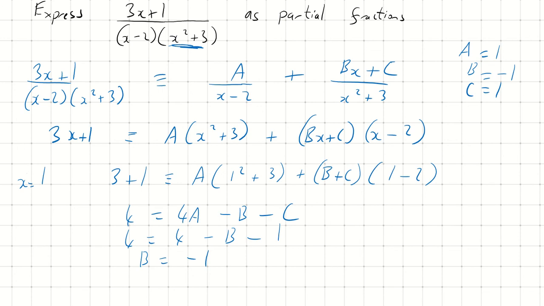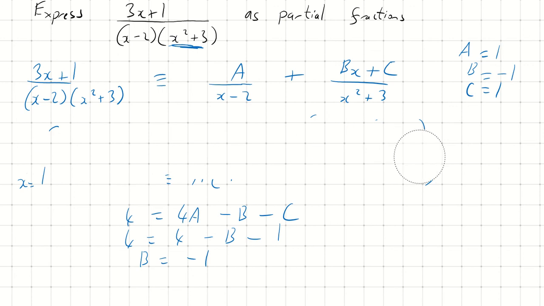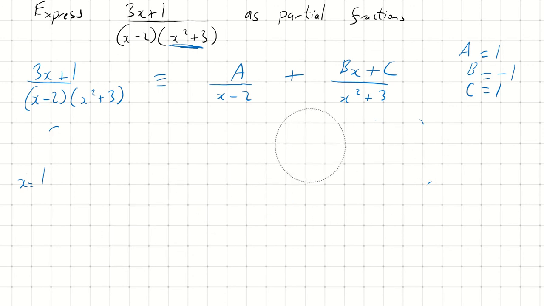So going back to our original expression that we laid out, we can just substitute these values. Our final answer is going to be: this thing is equivalent to 1 over x minus 2 plus bx plus c, so that's minus x plus 1, so it's 1 minus x, over x squared plus 3. And that's it. That's our final answer.